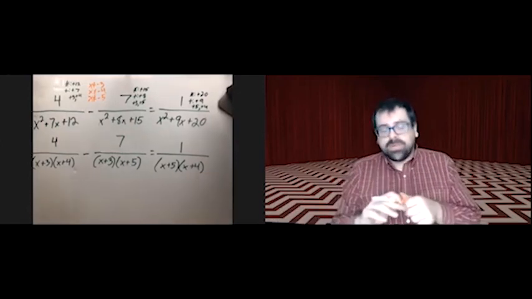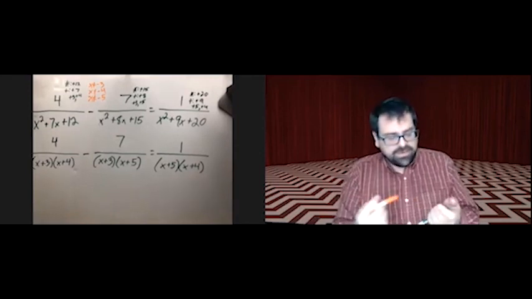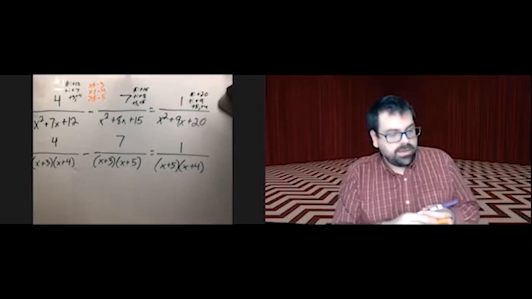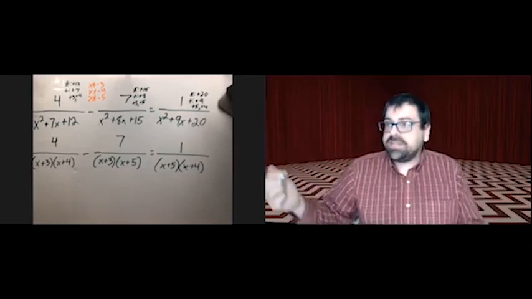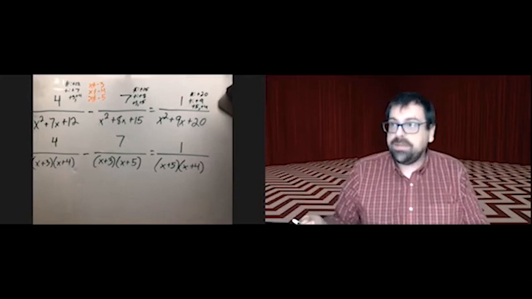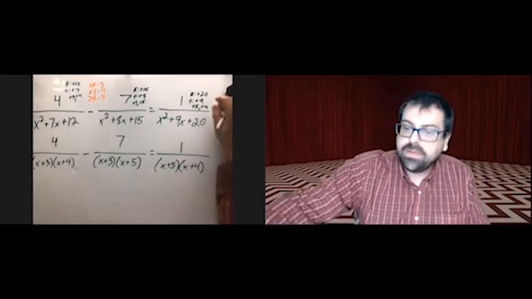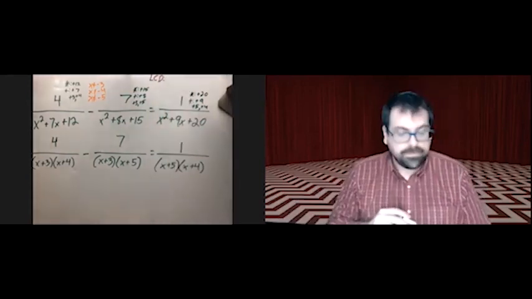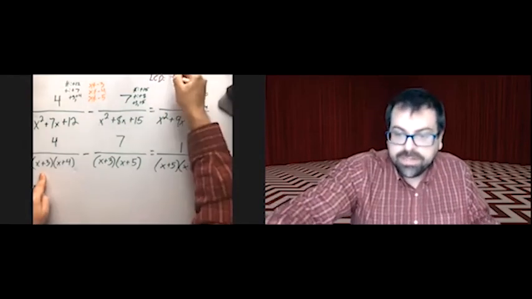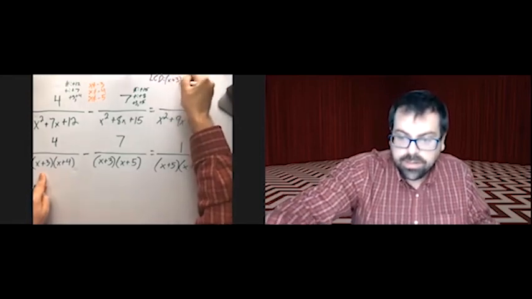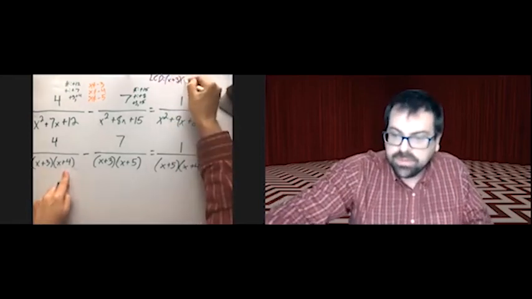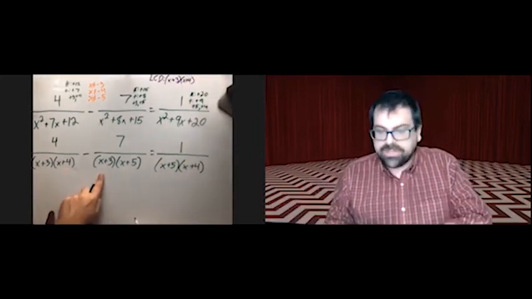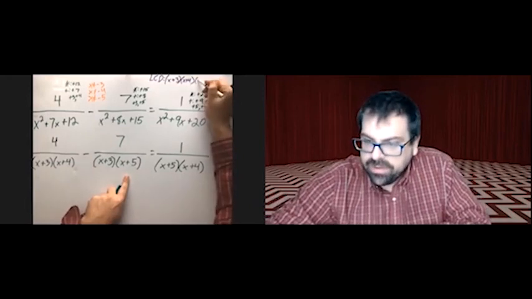That's the same process we're going to do to find the LCD. Instead of solving for equal to 0, though, we take each unique factor. So what is the LCD? x plus 3, x plus 4. We already have an x plus 3, x plus 5.